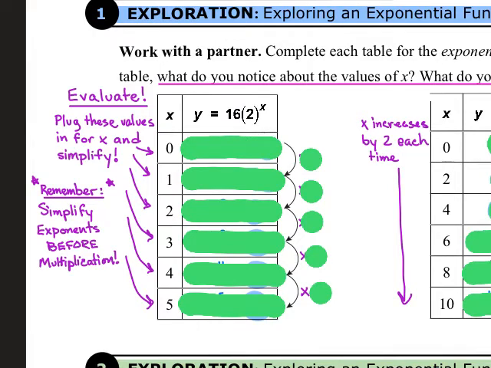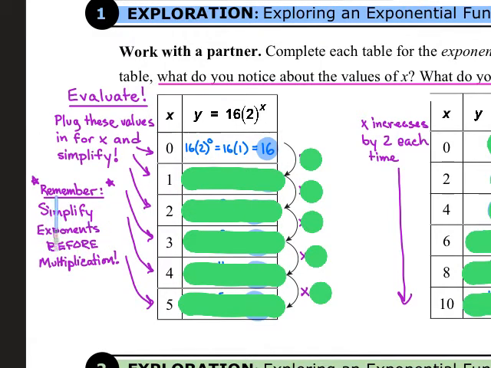All right, so first off, this is how we evaluate it. It's a little bit different, but if you understand how to work with exponents, it's really not that bad. So you can see we're going to take, let me get my lightsaber out. We're going to take 0, since x is equal to 0, we're going to put a 0 in for x in the function. And since that's in the exponent, what we really have is 16 times 2 to the 0 power.